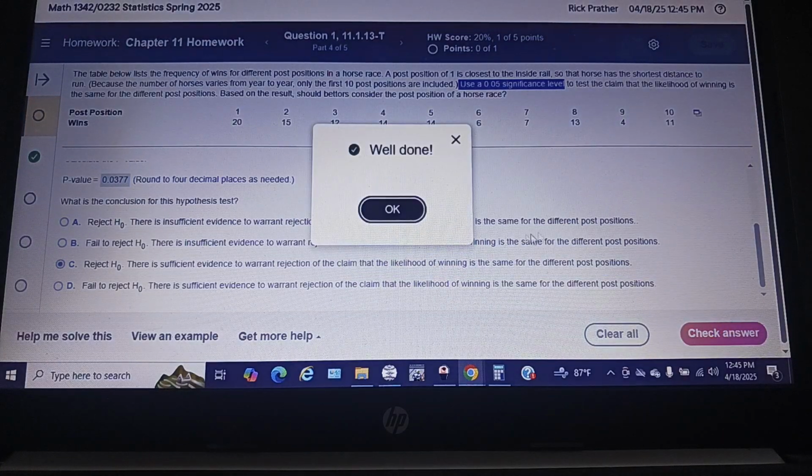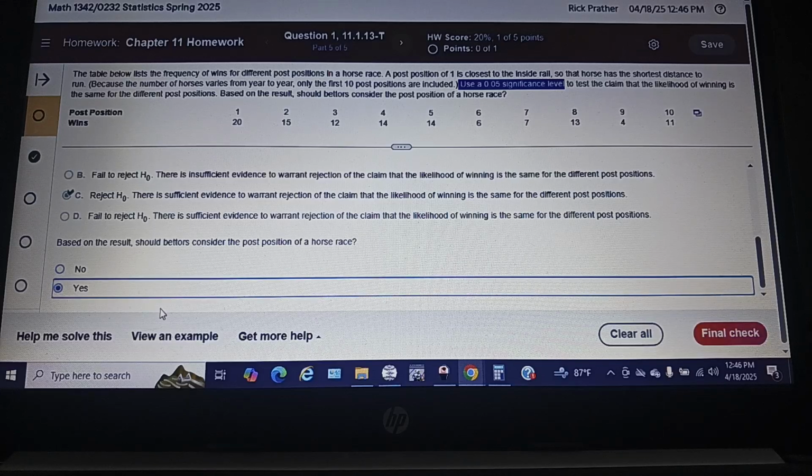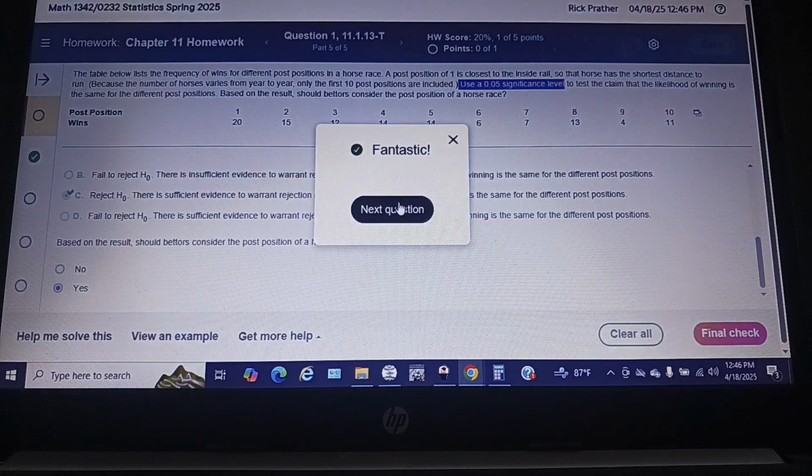Now, if you change alpha to 0.01, then you could get that to go the other way. But based on the results, should bettors consider post position? Yes, they should, because this is saying some have an advantage over others. You wouldn't just blindly look only at the horses.